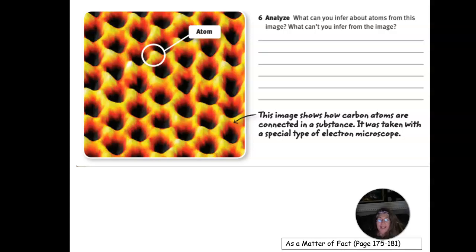So if you're looking at this with the knowledge that these are carbon atoms, what can we infer about the carbon atoms? So this one and this one and this one and this one and this one and this one. And what can't we infer? So I would look at all the different atoms and then look at the space here.